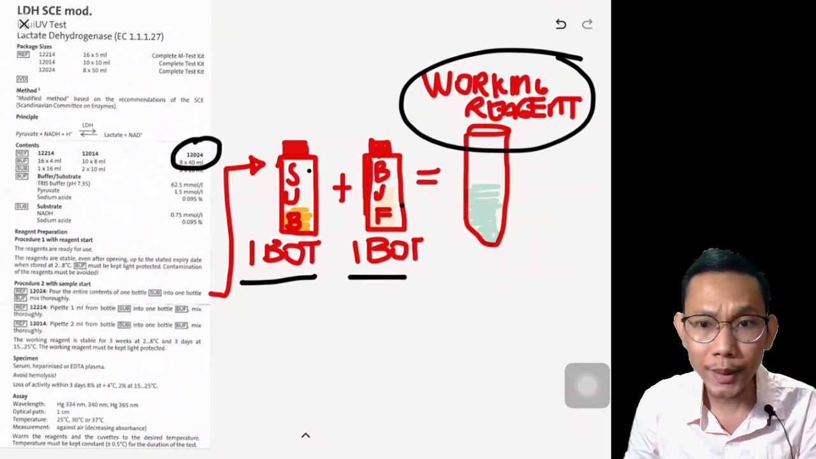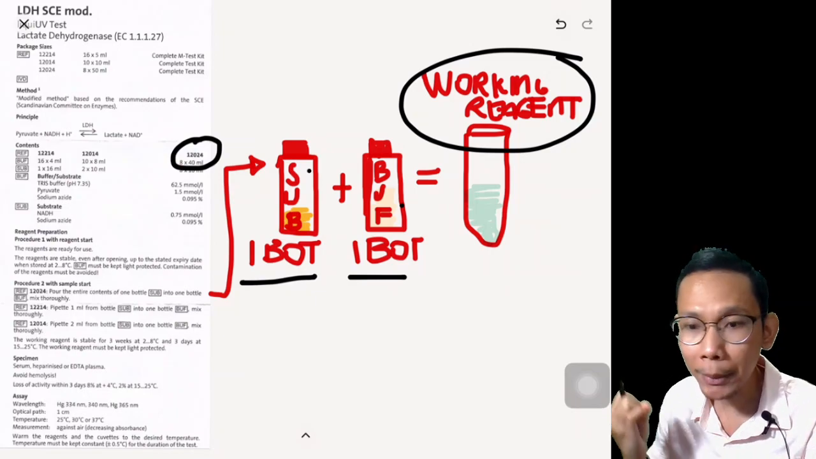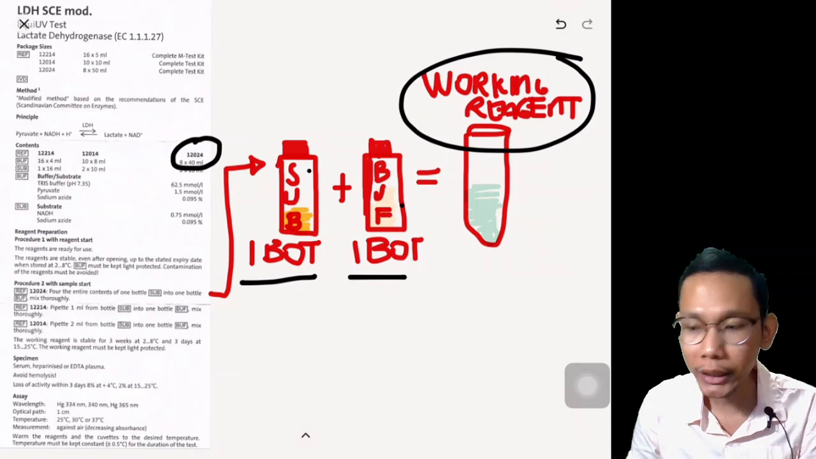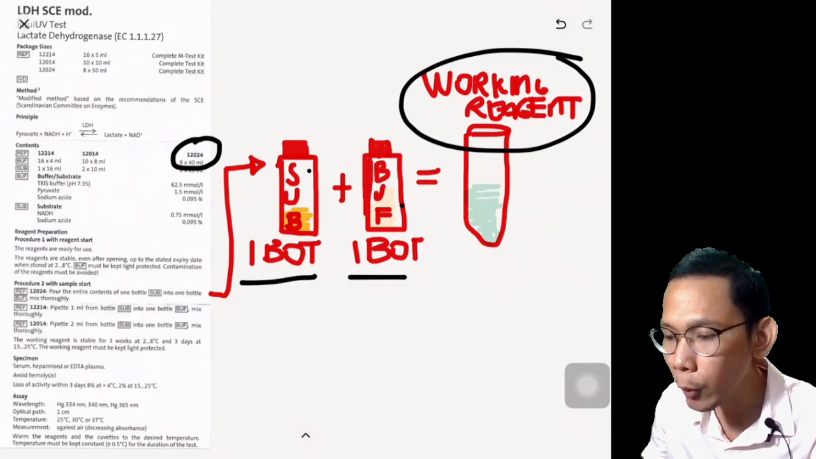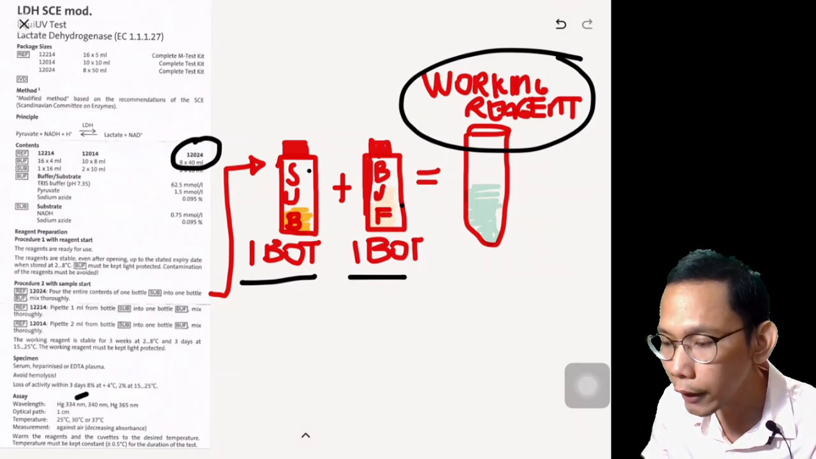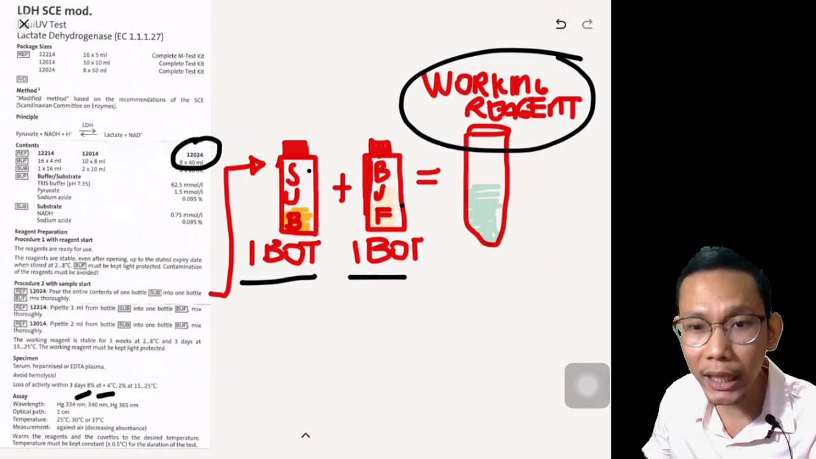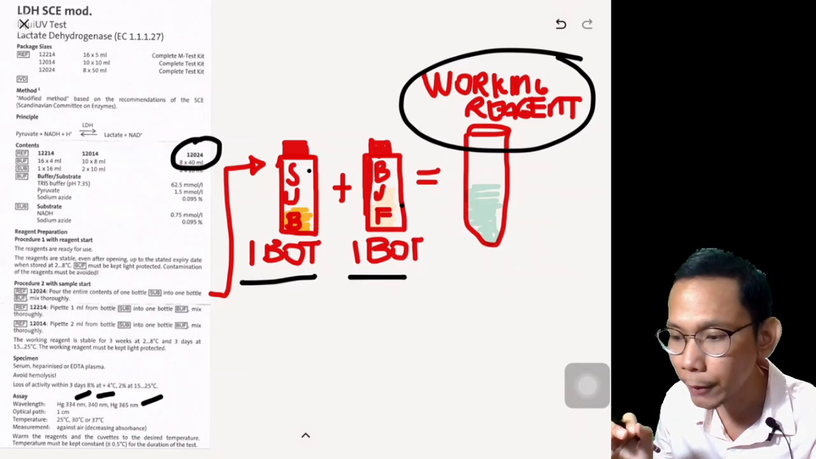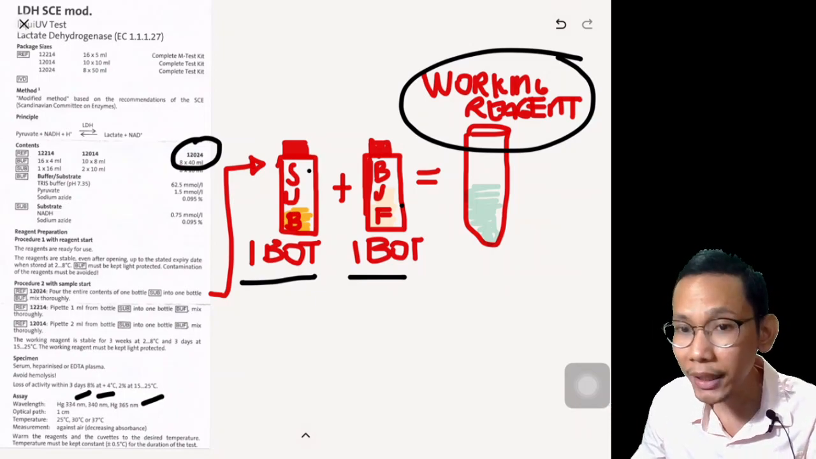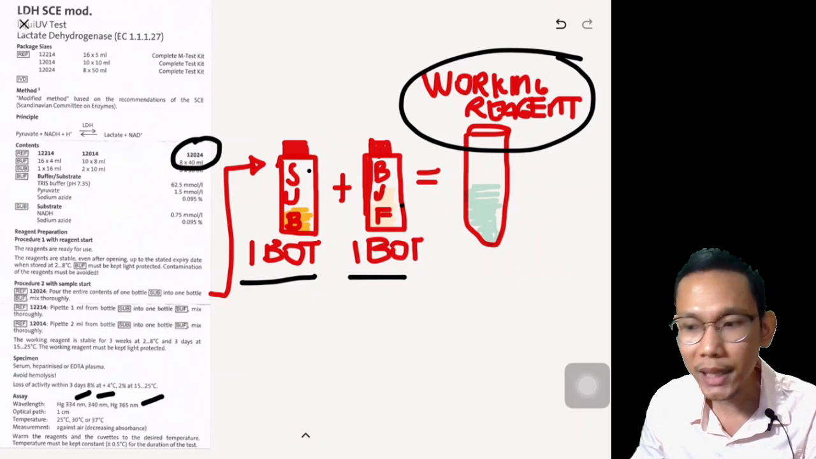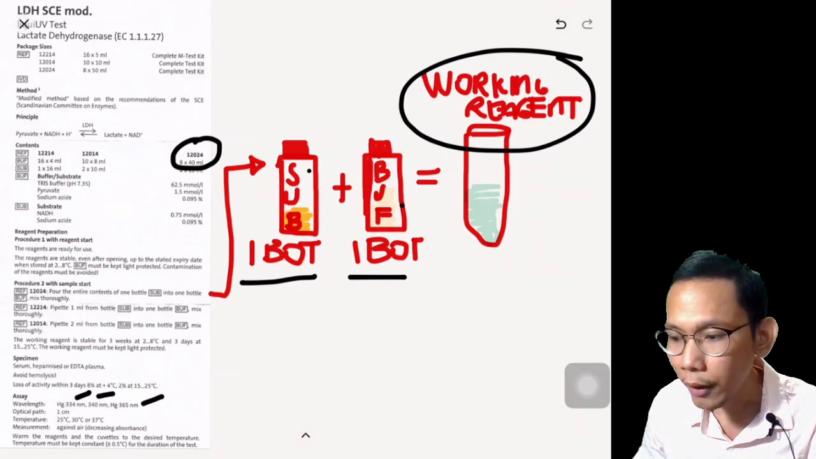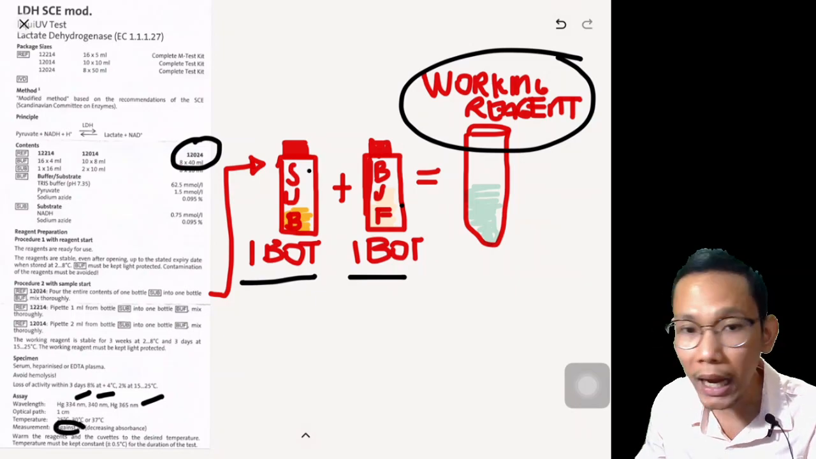Specimen, same with your CK. You can use serum, heparinized plasma, or your EDTA plasma. For the wavelength assay, we can use 334, 340, or 365, depending on what we set in the machine. For the temperature, for this example, we'll be using room temp, which is 25 degrees Celsius or 30 degrees Celsius. For the measurement, it's still against air and decreasing absorbance.